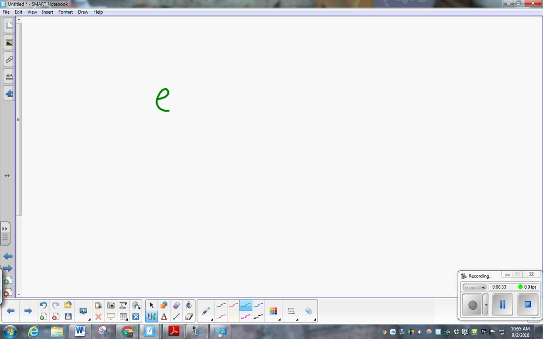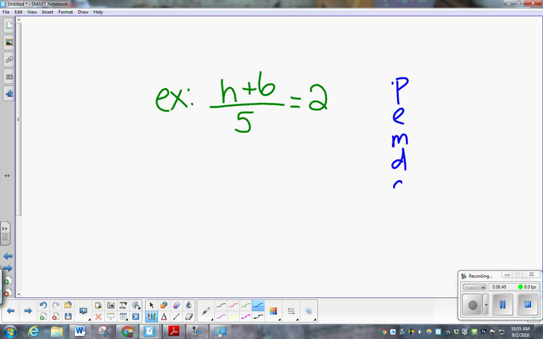All right, our next example, we're going to get a slightly bigger equation. It is h plus 6, all of that is over 5, equals 2. So remember, we're still working in backwards PEMDAS order. Now, we also want to work from the outside in. Okay, so this one gets a little different. This h plus 6 is on top of a fraction. Remember that a fraction kind of represents grouping. That whole quantity is being divided by 5.